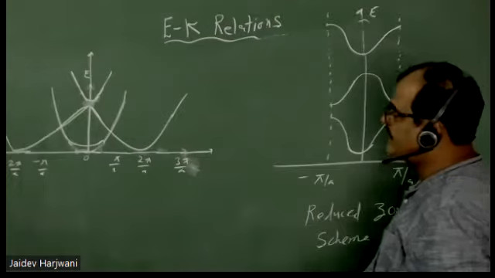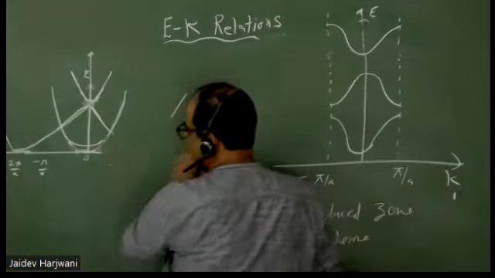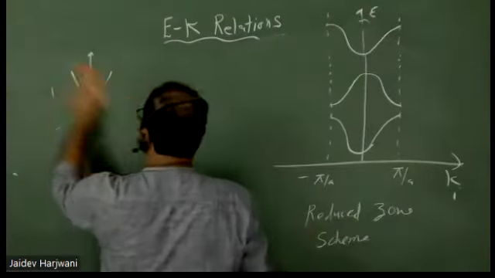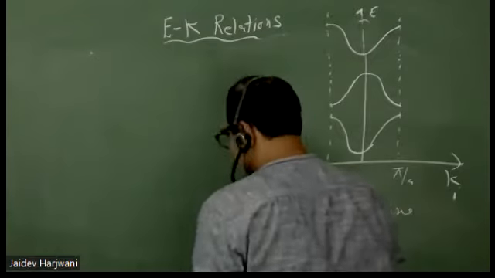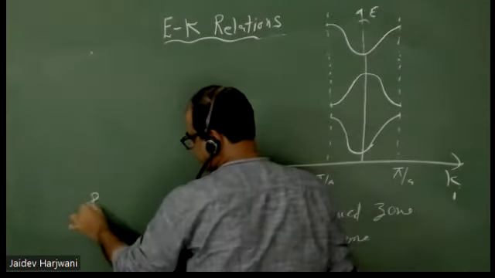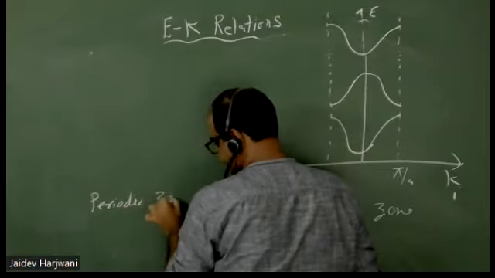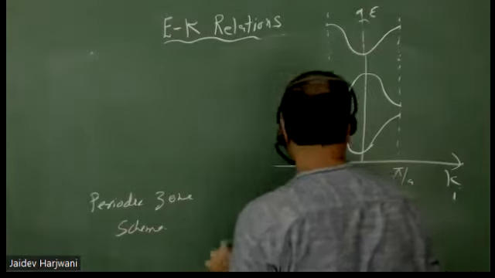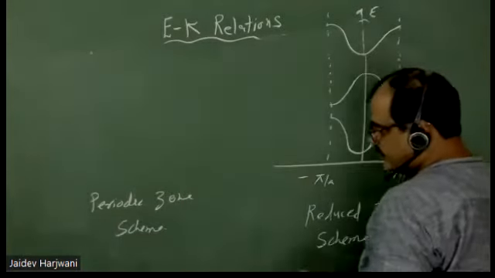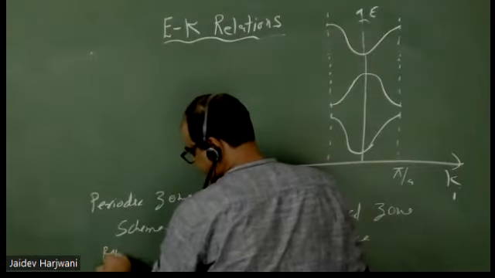Okay, and along with this reduced zone scheme, you have one more type of scheme. That is called the periodic zone scheme. That is rarely used, so that is actually never used. Periodic or repeated is also called the repeated zone scheme.